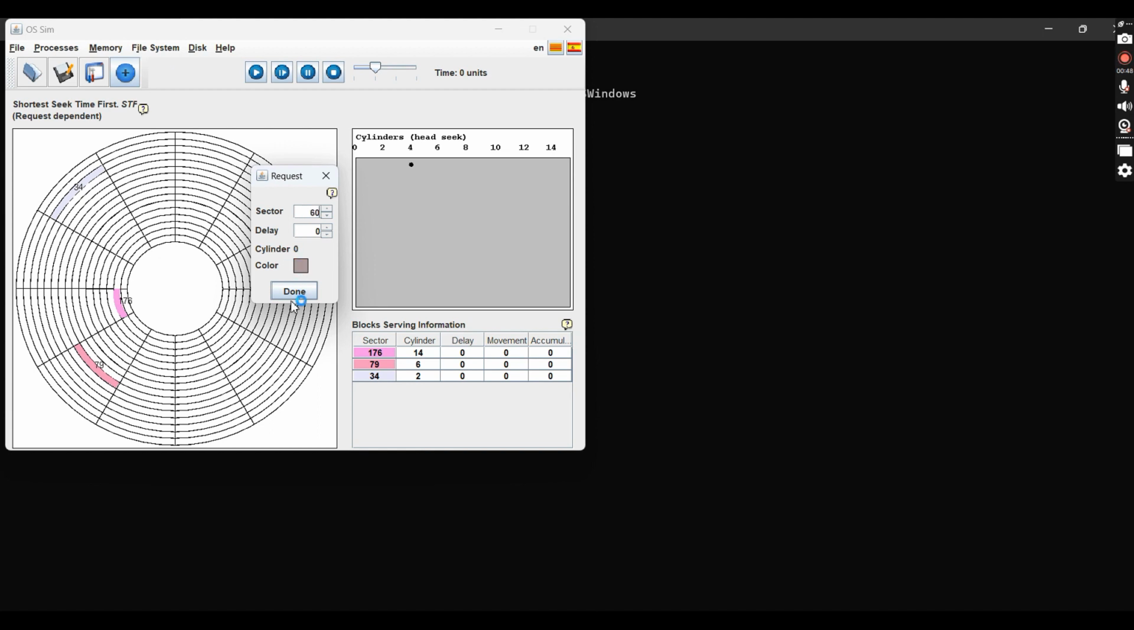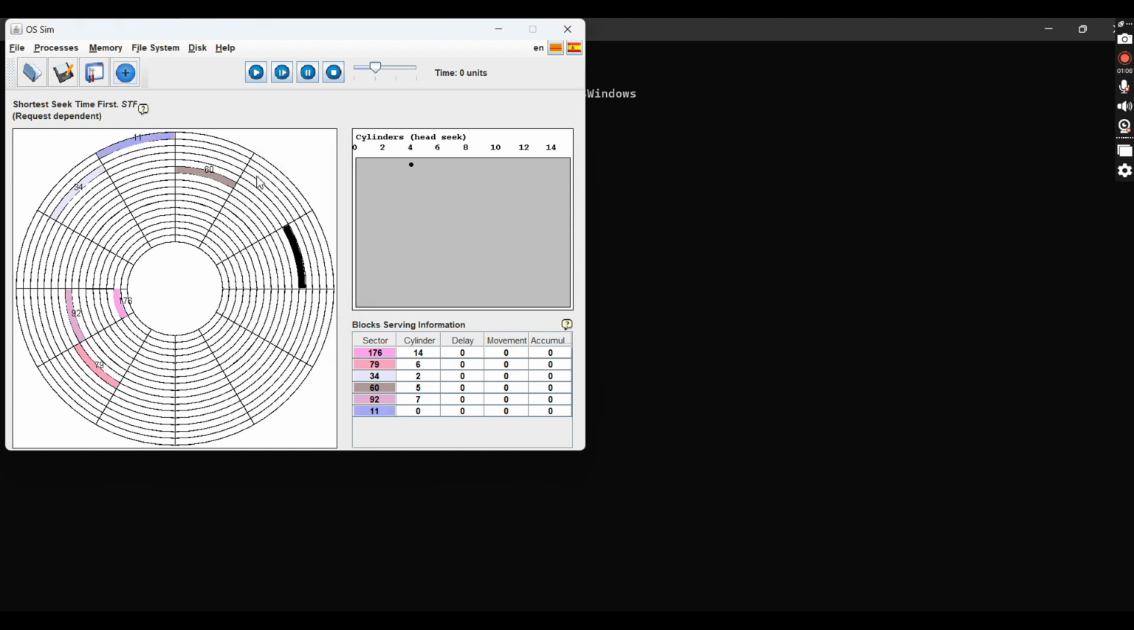The main advantage of the SSTF algorithm is that it minimizes the total seek time compared to other disk scheduling algorithms like FCFS and SCAN. By selecting the nearest request, it reduces the average seek time and improves disk input-output performance. As with the previous FCFS and SCAN scheduling algorithms, we select the burst time and seek time.